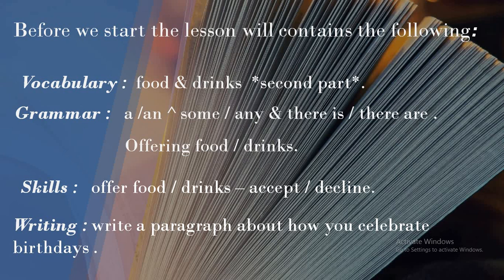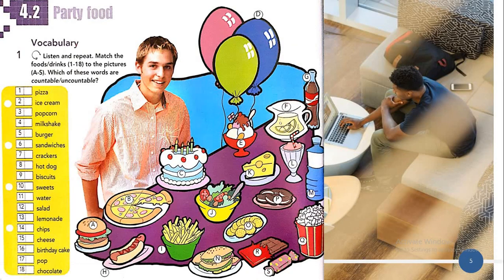So, let's go to page 74. As you can see, the main topic of this page is party food. Good. Let's start with the vocabulary. Listen and repeat. Match the foods and drinks from 1 to 18 to the pictures from A to S.